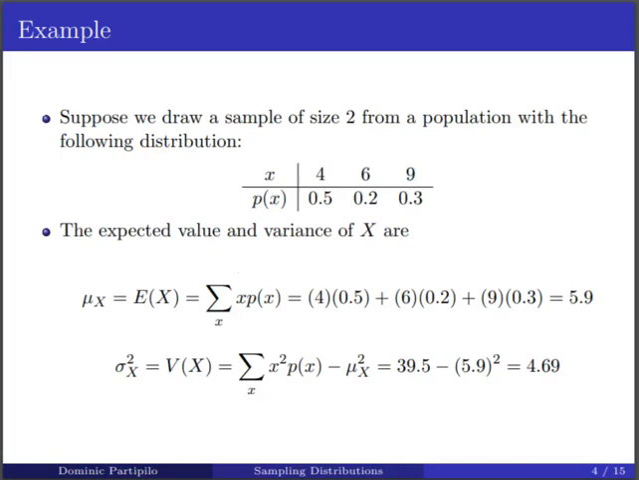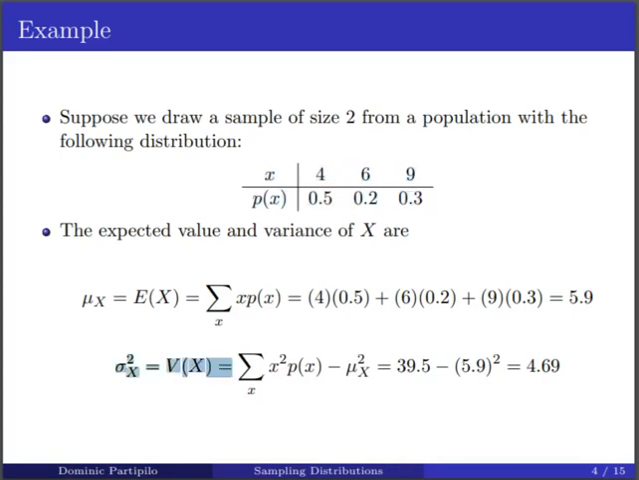So we can calculate the expectation and the variance of this. Remember, to calculate the expectation, we just add up each of the x values times their probability. So this is going to be 4 times 0.5 plus 6 times 0.2 plus 9 times 0.3. And when we do that, we end up getting 5.9. So that is the expected value of this random variable.